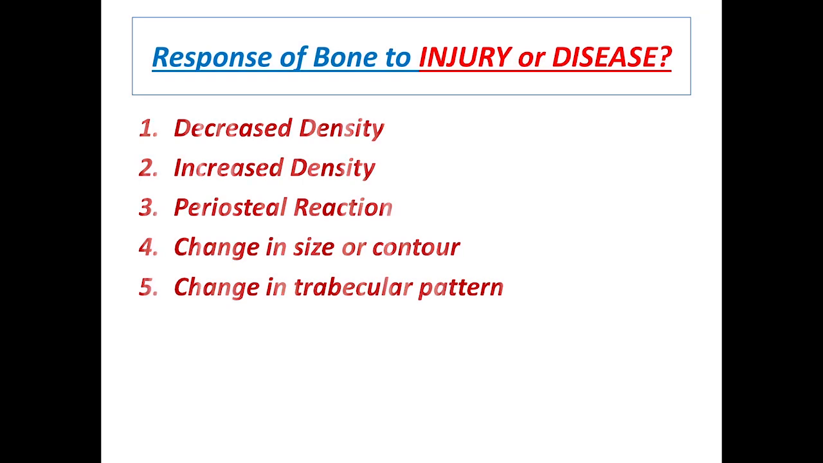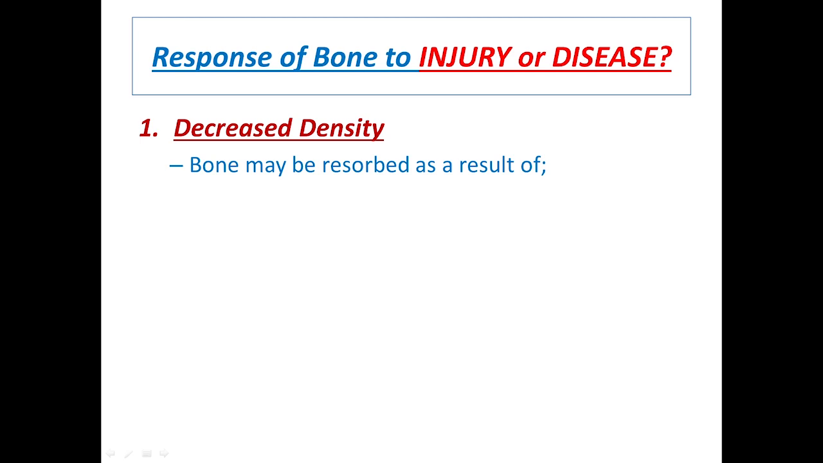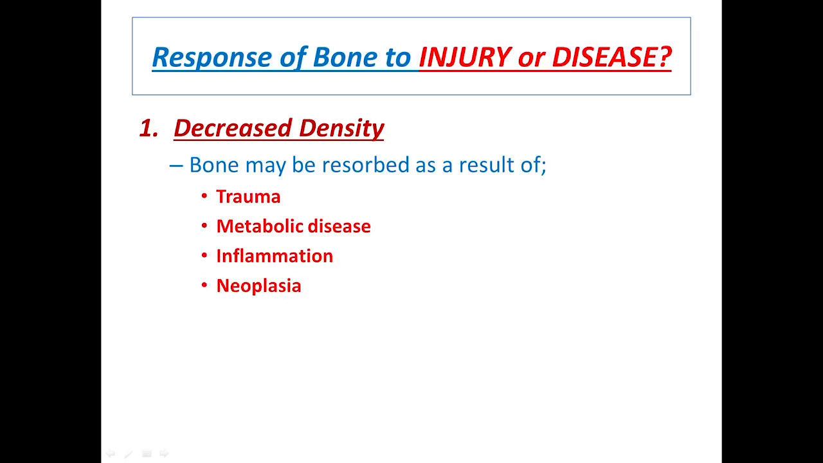Number one is decreased density. The density of the bone sometimes decreases due to many factors, like there may be trauma, there may be metabolic disease. Sometimes there is a decreased density due to inflammation or neoplastic growth, and there are many other factors in which density of the bone decreases. Decrease in density basically means demineralization of the bone, so the radiographic shadow becomes somewhat black to dark gray.